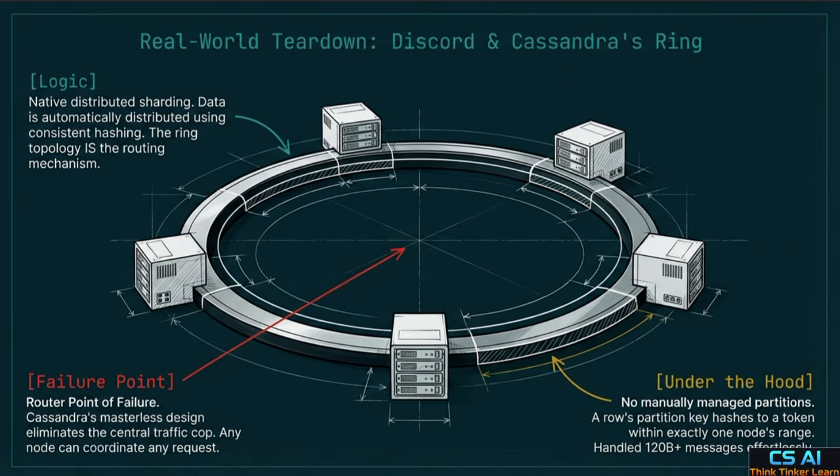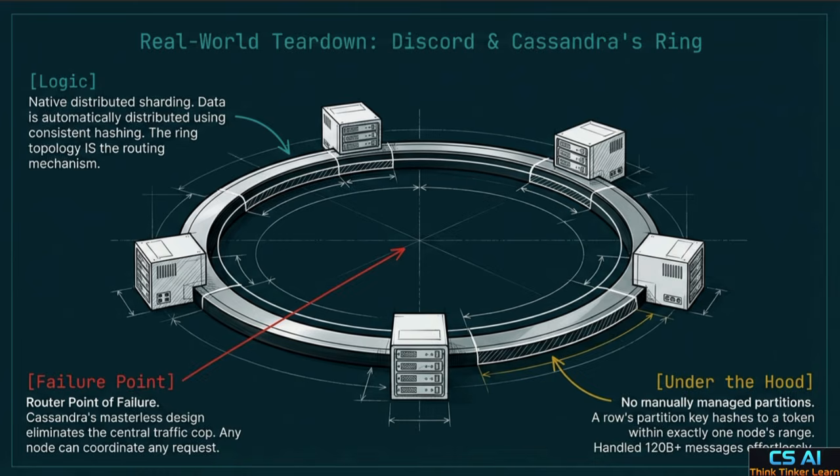Another real world teardown. The logic here is native distributed sharding. Data is automatically distributed using consistent hashing. The ring topology is the routing mechanism, eliminating a separate router component. There are no manually managed partitions. Instead, a row's partition key hashes to a token within exactly one node's range. This design has handled 120 billion plus messages effortlessly.